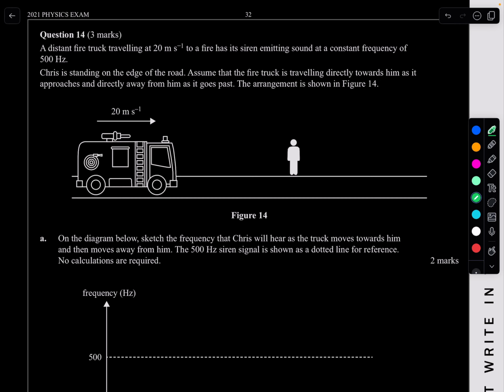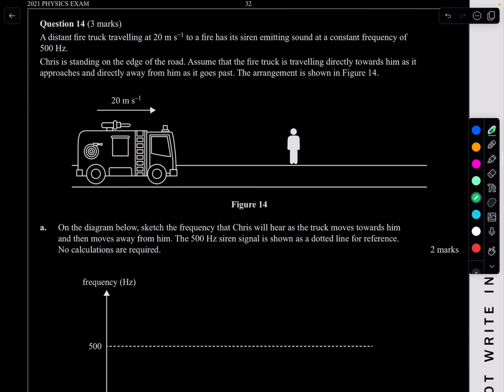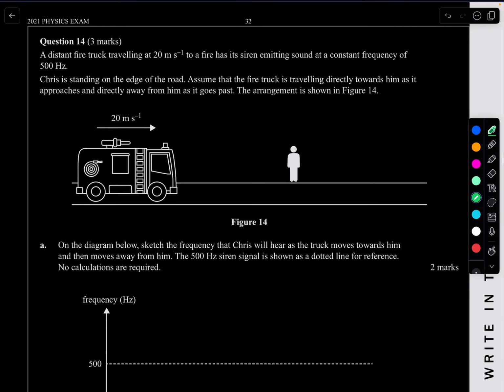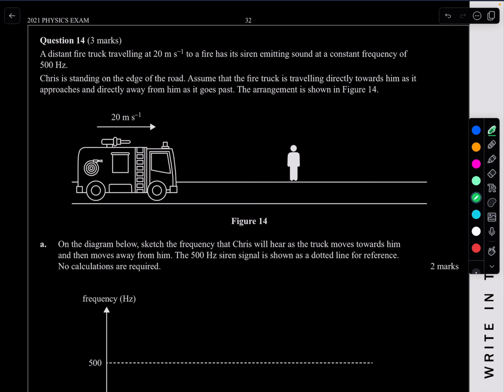A distant fire truck traveling at 20 meters per second to a fire has its siren emitting a sound of constant frequency of 500 hertz. Chris is standing on the edge of the road. Assume that the fire truck is traveling directly towards him as it approaches him and directly away from him as it goes past. The arrangement is shown in figure 14. On the diagram below, sketch the frequency that Chris will hear as the truck moves towards him and moves away from him. The 500 siren signal is shown as a dotted line for reference. No calculations required.